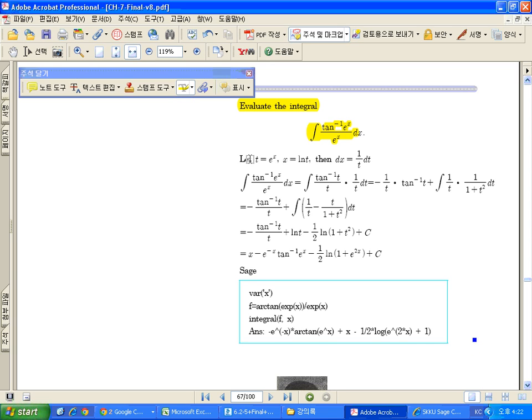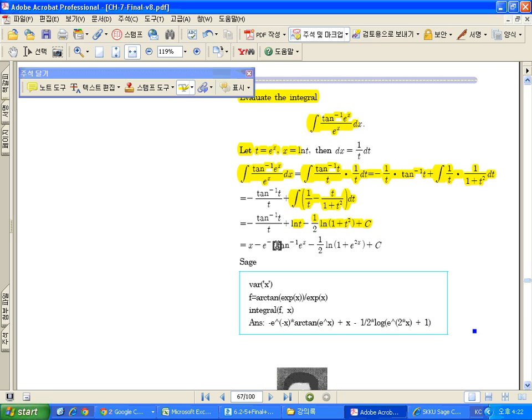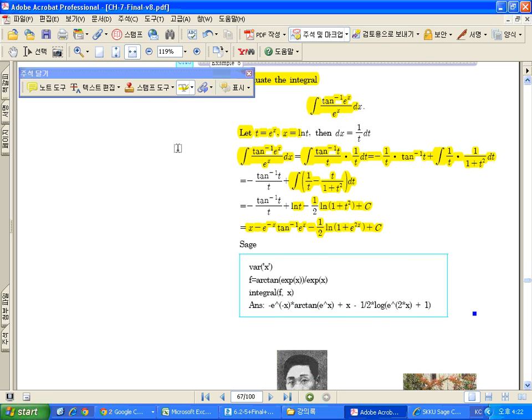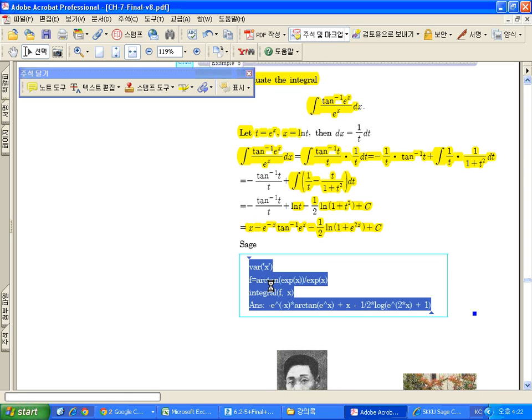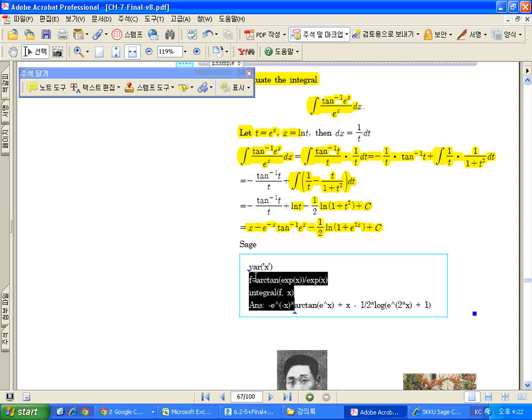In this case, this substitution makes the given integration, actually, an integration by parts. So we simplify this one with integration by parts like this, and then we use this is ln of t, and this is 1/2 of ln of 1 plus t squared. That gives us this answer. But eventually, all this can be done with a simple command like this.